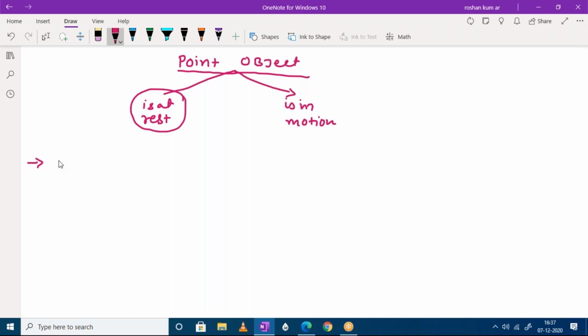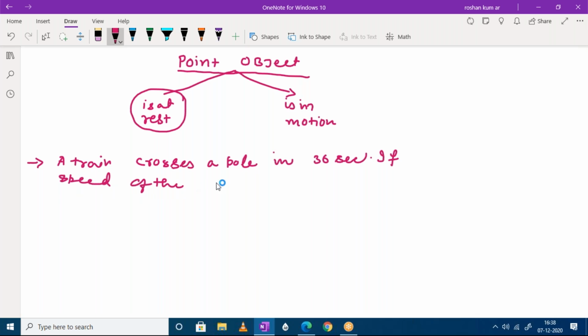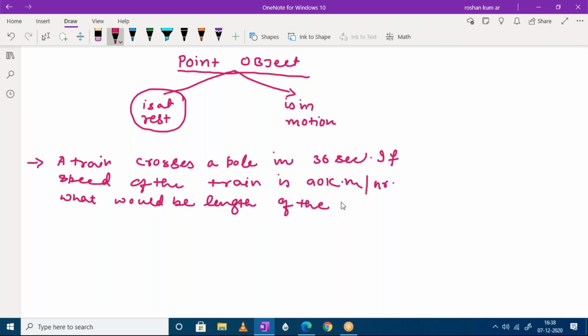How does the question look? It says that a train crosses a pole in 36 seconds. If the speed of the train is 90 km per hour, what would be the length of the train?